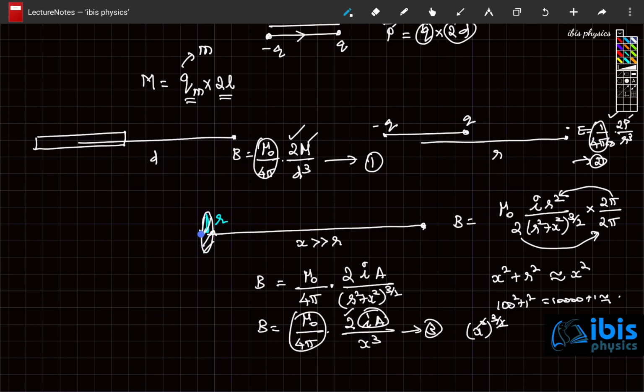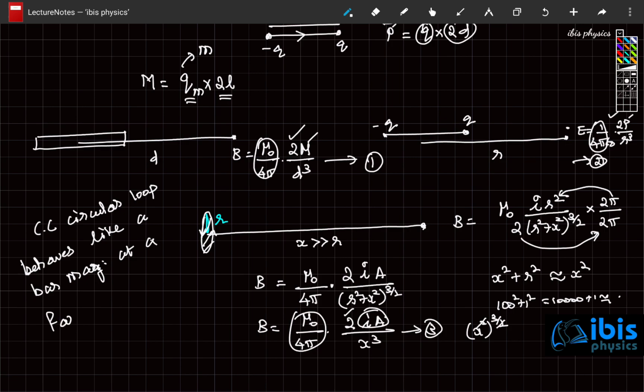Using this expression, we know that a current carrying circular loop or coil, at a very far distance, behaves like a bar magnet. So comparing all this, we have got a new equivalent of magnetic moment, which is current into area.